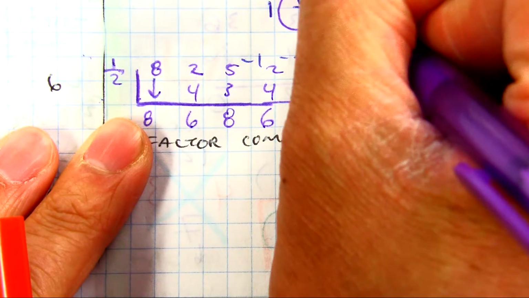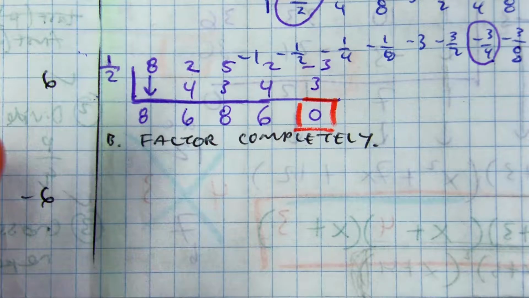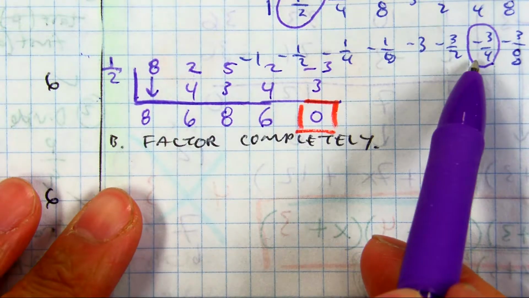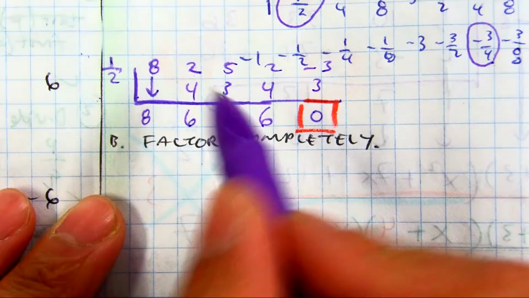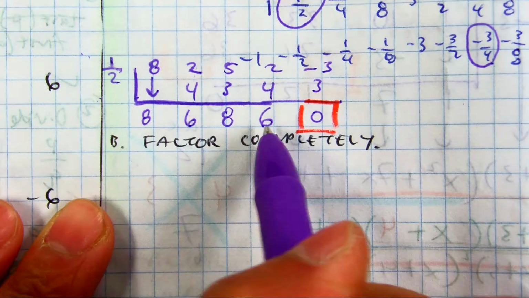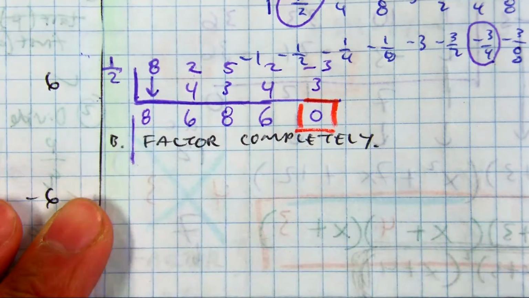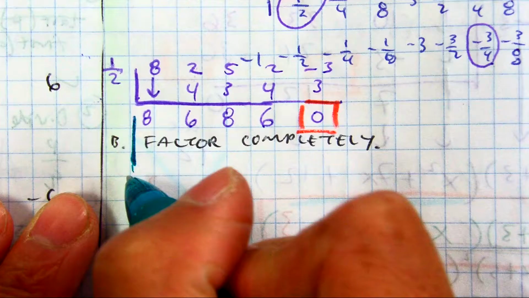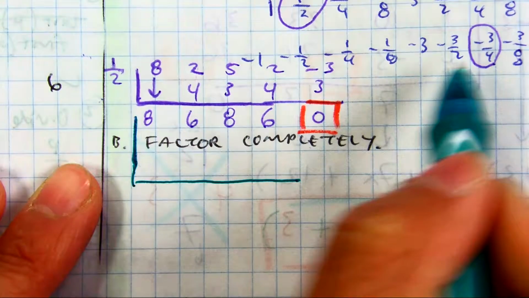Should I test other numbers? What number should I test? Negative 3/4. Let's do it. Now, I already have these numbers. You see this? You're essentially going to use these numbers again. Let's use a different color. And now we're going to use negative 3/4.